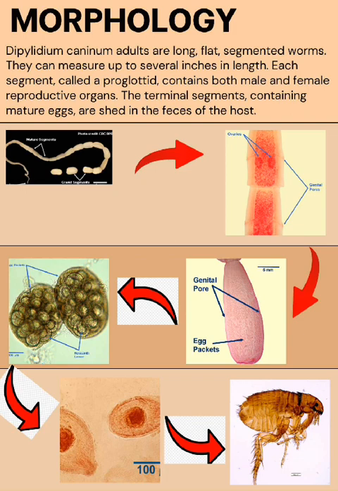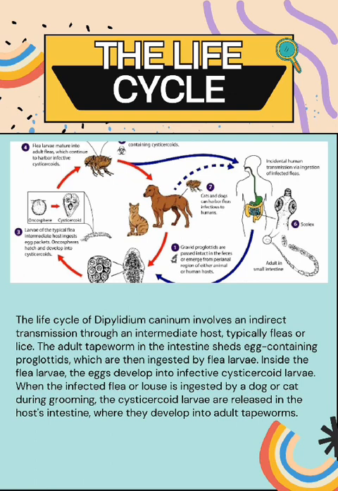The head, known as the scolex, has suckers and hooks that help the tapeworm attach to the intestine of its host. Dipylidium caninum can grow up to several inches in length, and it's often identified by the presence of rice-like segments in the feces of infected animals. The pictures below help us understand how it started until it became a mature egg and formed to be a flea. Now let's proceed to the Dipylidium caninum life cycle.